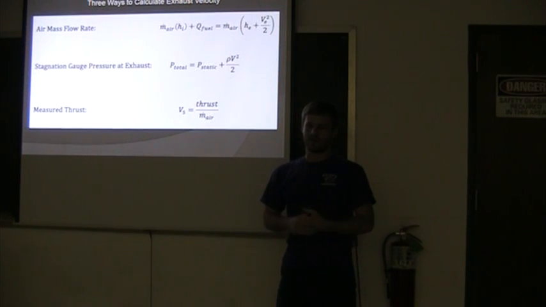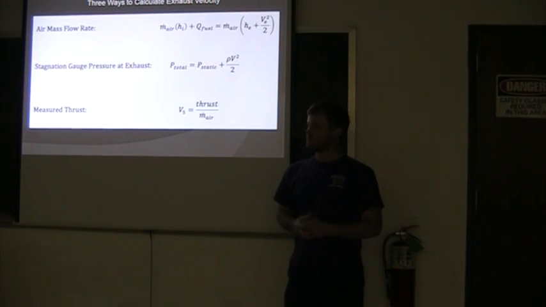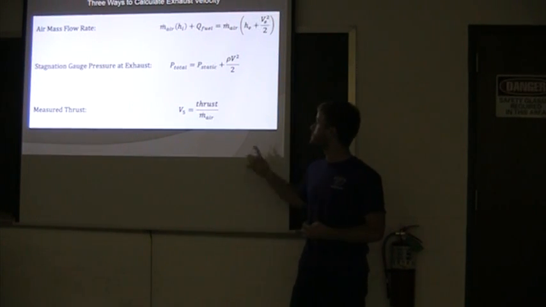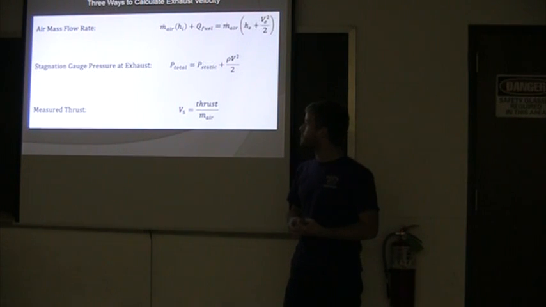And then we had to use three different ways to calculate the exhaust velocity. First way was using the air mass flow rate. The second way was the stagnation gas pressure at the exhaust. And the third way was using measured thrust. I used a lot of different equations, but these are the main three that we used.